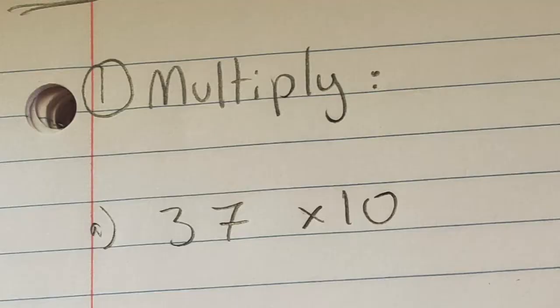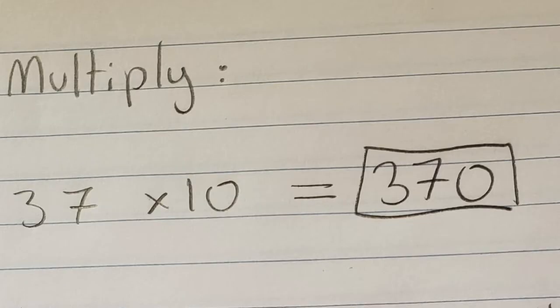We also know that if we multiply by 10, we're going to get that answer just with a 0 slapped at the end. So if I do 37 times 10, my answer is going to be 370 because we just slap that 0 on the end of it. We can pretty much do that for 100 as well, and also for 1,000. We can just slap those zeros on.